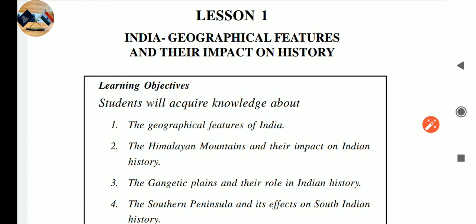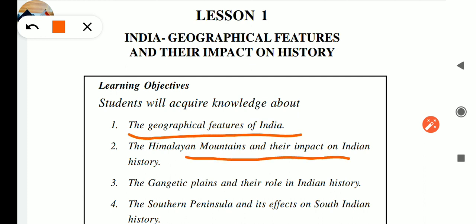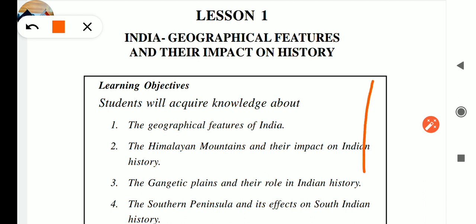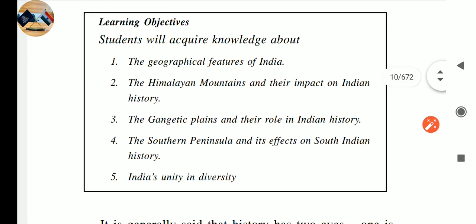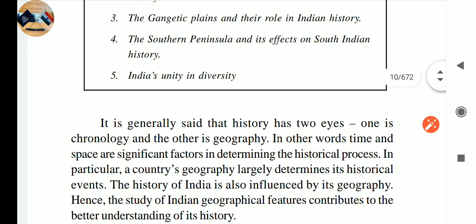If you want to study geography, you have to know the history. It is like both are interlinked. So in this chapter, what are all the things we are going to learn? I will tell you. First of all, geographical features, the Himalayan mountains and their impact on Indian history, and next the Gangetic plains and their role in Indian history. Next is the Southern Peninsula and its effects on South Indian history, and India's unity in diversity.